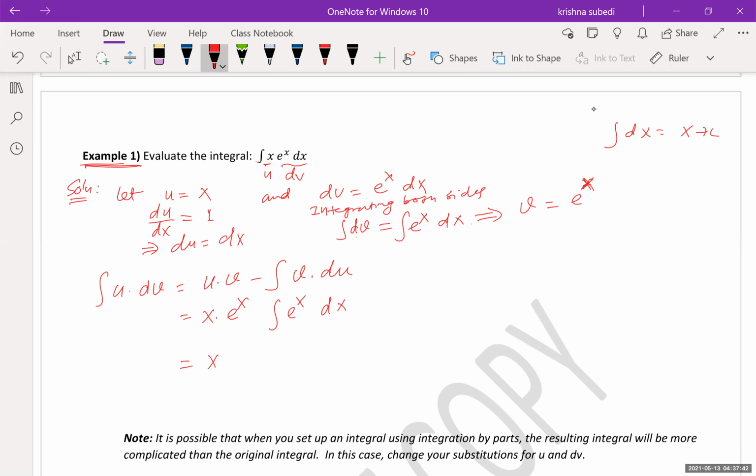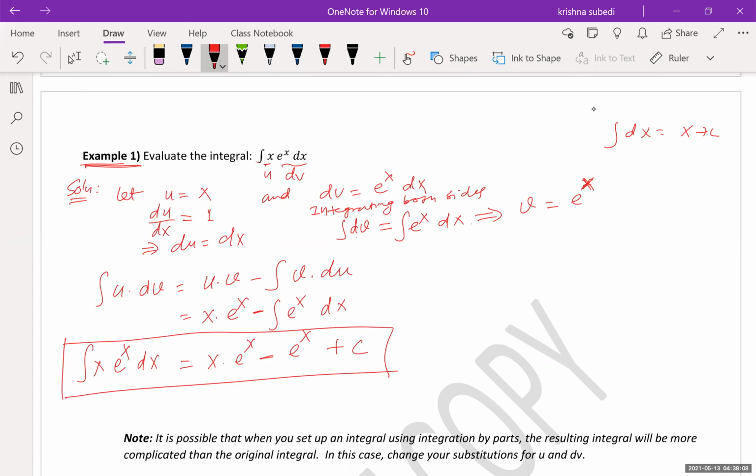Now x e to the x, oh, there is a minus sign. Let me just copy that. Minus, now you can tell me what is the integration of that, right? It's pretty easy, which is e to the x, and just write c at the end, like I said earlier, and that will be your answer. So that means integration x e to the x dx is this. Any question?